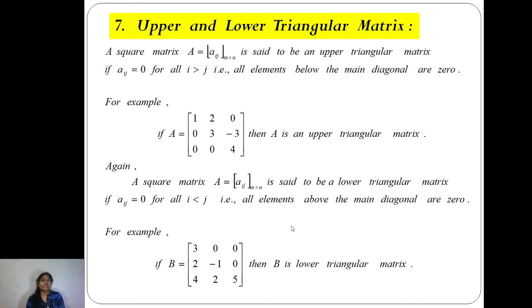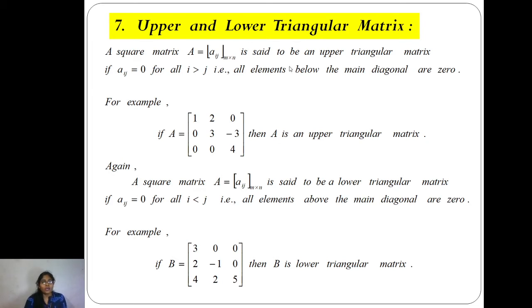A square matrix capital A, Aij m by n is said to be an upper triangular matrix if Aij equals to 0 for all i greater than j. That means A21, i equals to 2, j equals to 1, that means i greater than j, 2 greater than 1. A21 position 0 হবে, A31 position 0 হবে, A32 position 0 হবে. That is all elements below the main diagonal are 0.